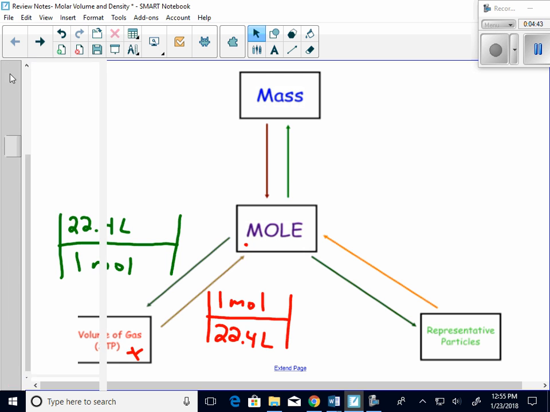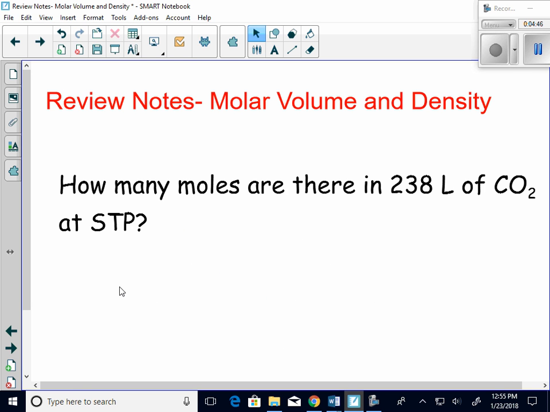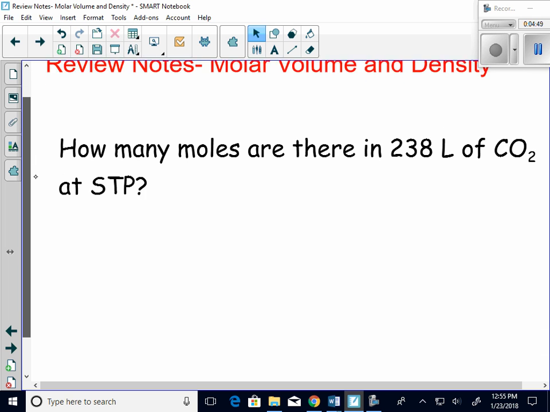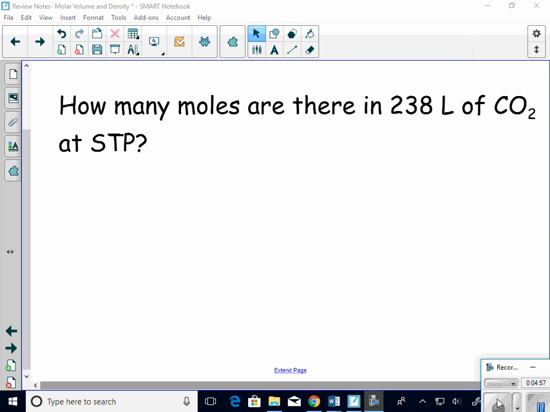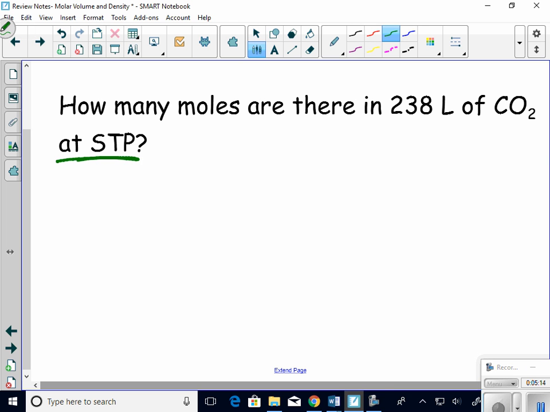So let's go through and look at some of these problems. The very first one here, go ahead and copy this down into your notes and then we will work it. The question states: how many moles are there in 238 liters of carbon dioxide at STP? Well, we have STP. So at STP, we know a molar volume. So I'm going to start out with 238 liters.